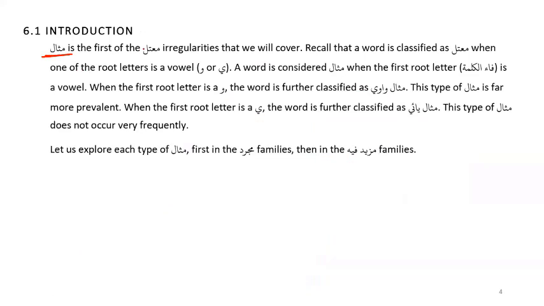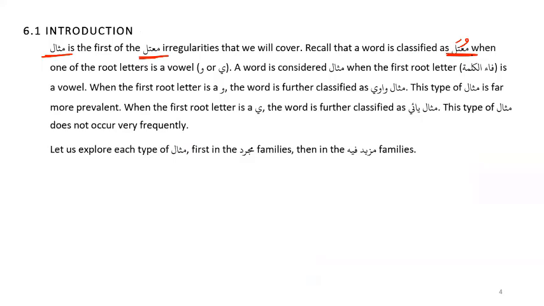So mithal is the first of the mu'tal irregularities. Mu'tal comes from illat. Illat is illness. So mu'tal is something that has an illat. I hope you also recognize that this sort of is a maf'ul. So something that has an illat is mu'tal.